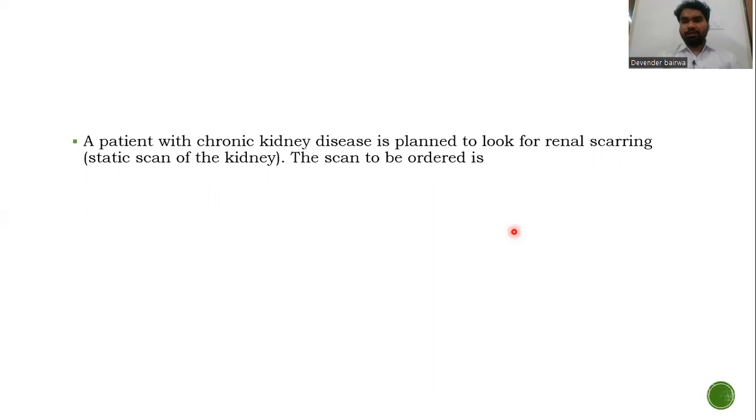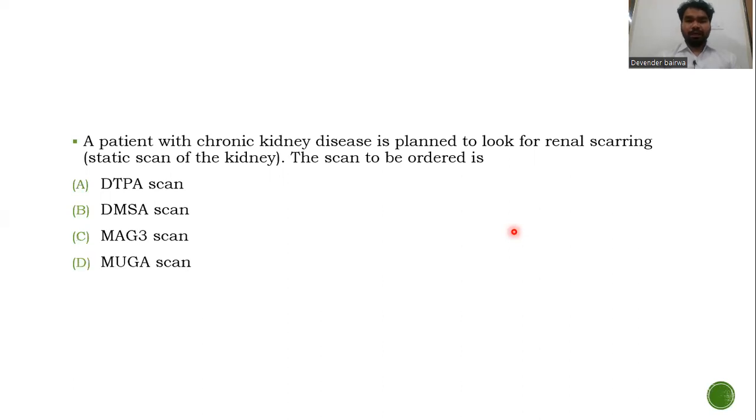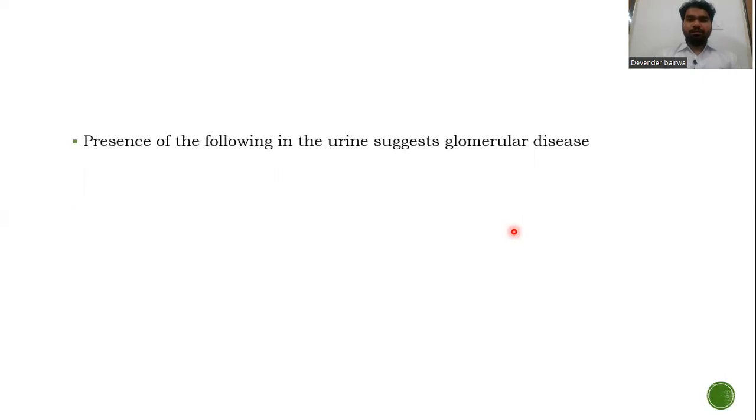The other question is, a patient with chronic kidney disease is planned to be looked at for renal scarring, that is the static scan of the kidney. The scan to be ordered is, your options are: A. DTPA scan, B. DMSA scan, C. MUGA scan, or D. MUGA scan. The next question is, presence of the following in the urine suggests glomerular disease: RBCs, WBCs, protein, or RBC cast. I will not be telling you the answers to these three questions, and I hope that once you see this presentation completely, you will be able to answer these questions by yourself.